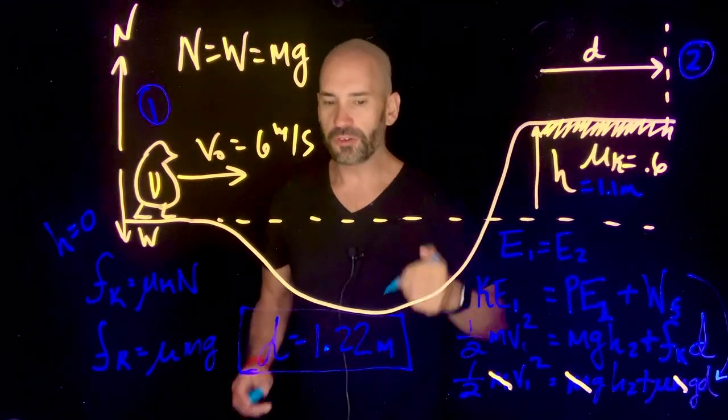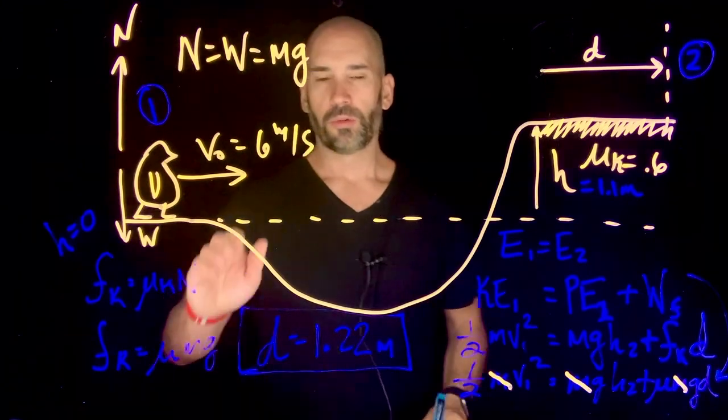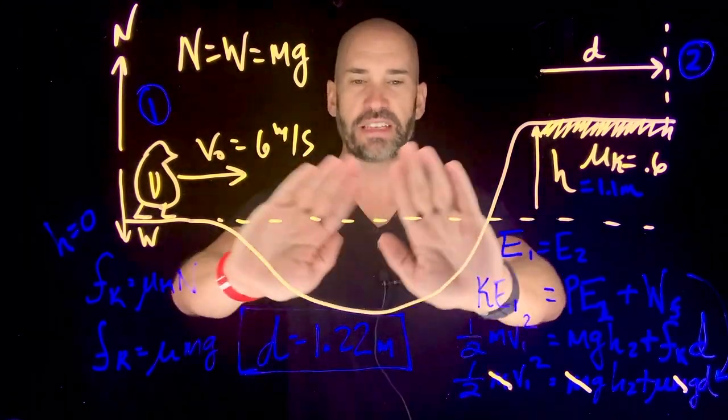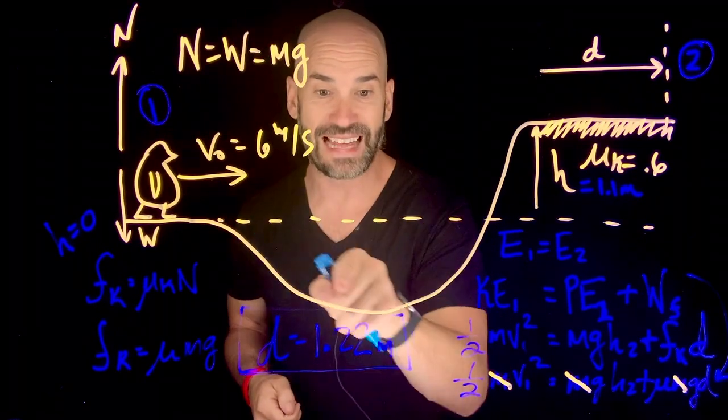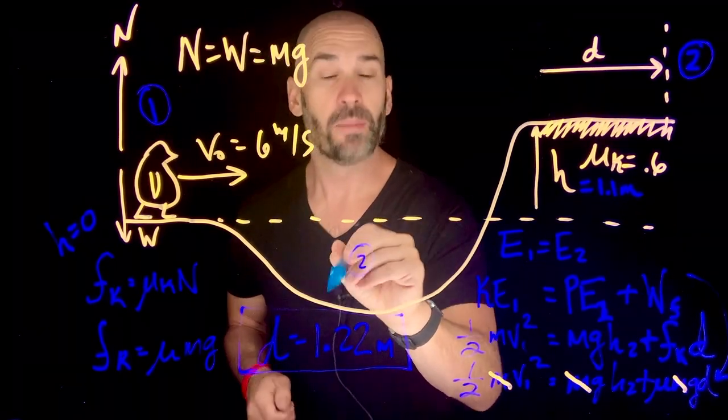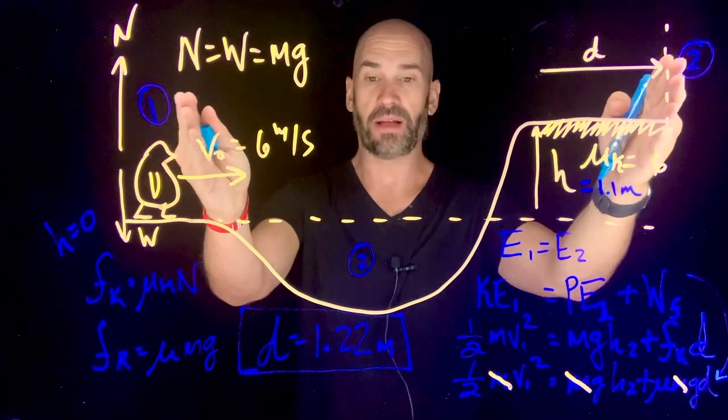Okay, so once again, the middle doesn't even matter, right? It would matter if we were trying to find the velocity of the penguin when it slides down here, because then that would be our 2. But that's not what's happening. We only care about the endpoints.